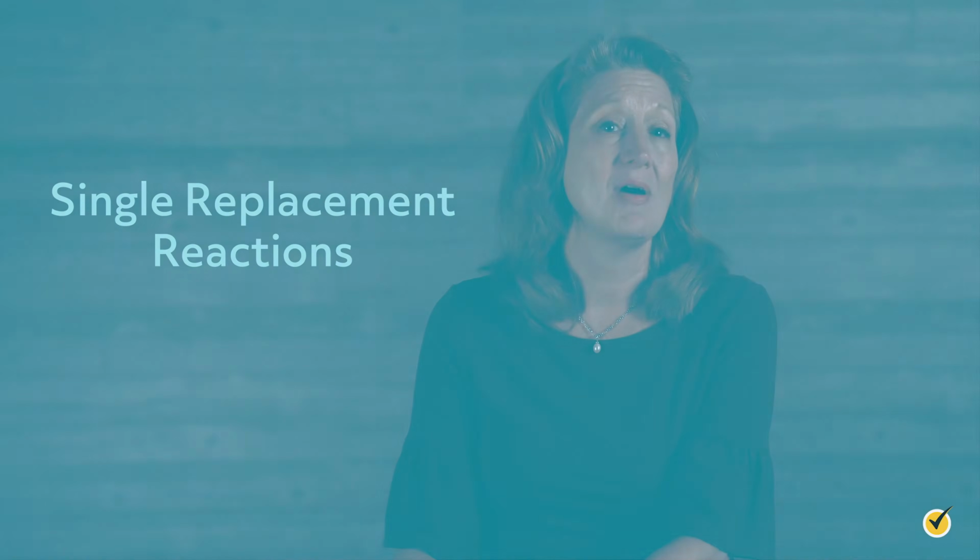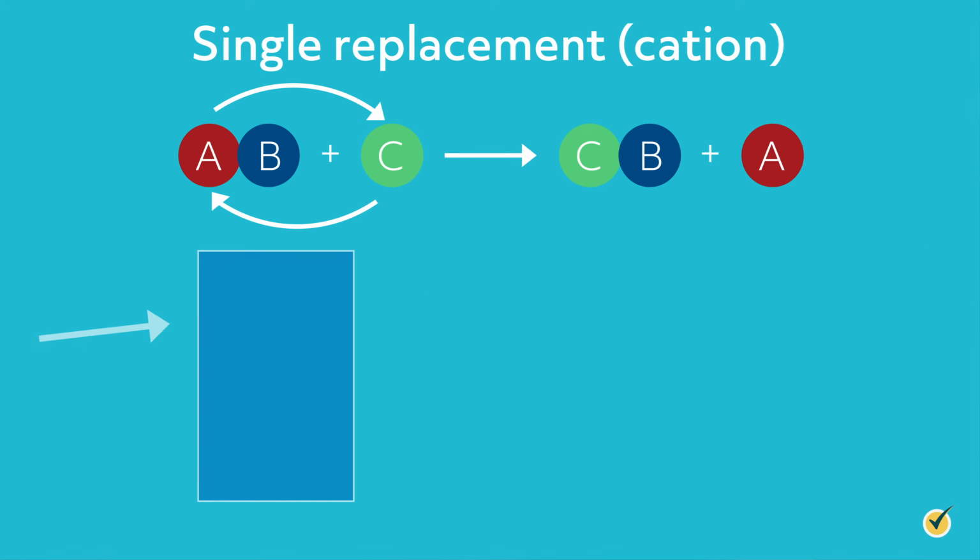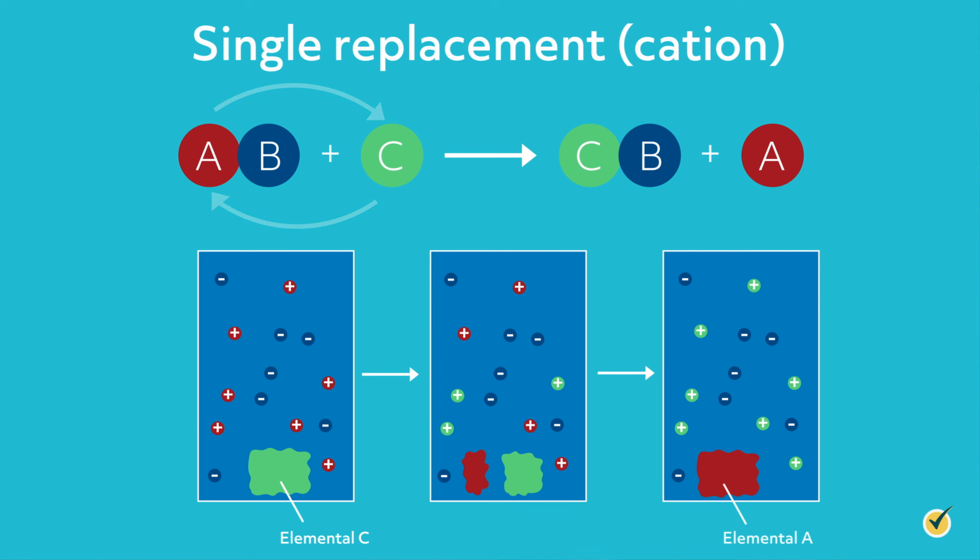The general form of a single replacement reaction is this, where an aqueous solution of A cations and B anions reacts with C in its elemental form. Here we've shown C replacing the cation A to form aqueous CB and producing A in its elemental form, which makes this more specifically a cation replacement reaction. Whether this reaction proceeds depends on the relative reactivity of A and C.